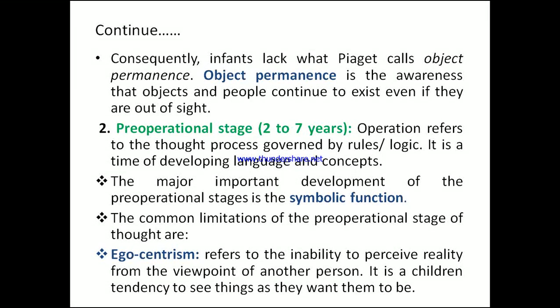The second stage is the pre-operational stage. Here the important development is that children begin language and they use symbolic function. They start symbolic function, so they no longer use just their senses. Here they use language and symbolic function to express their feelings. What are the limitations? They are egocentric. Egocentrism refers to the inability to perceive reality from the viewpoint of another person.